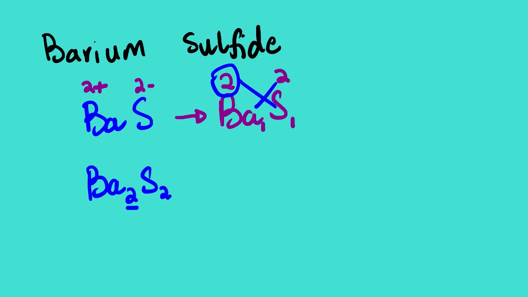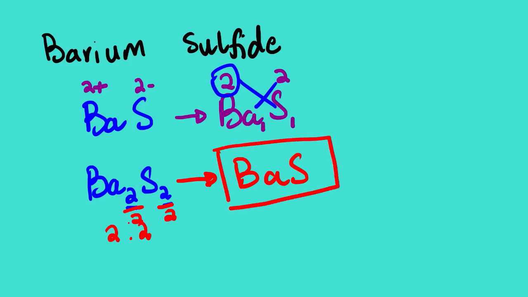But since the subscripts are the same, for most compounds we just write BaS. Since we can see the ratio is 2:2, then we might as well divide, and then we are going to have 1 and 1. So this would be the molecular formula of barium sulfide.